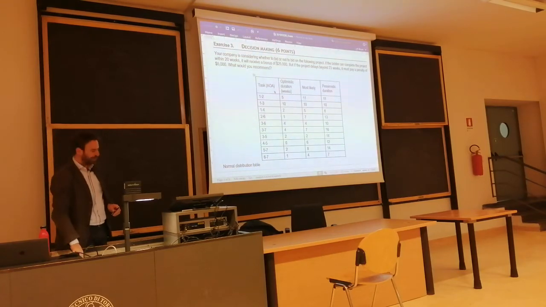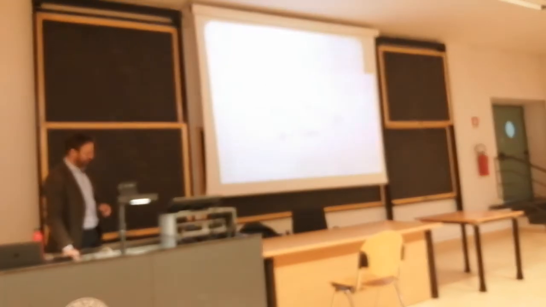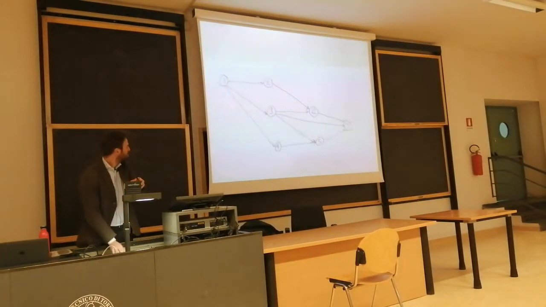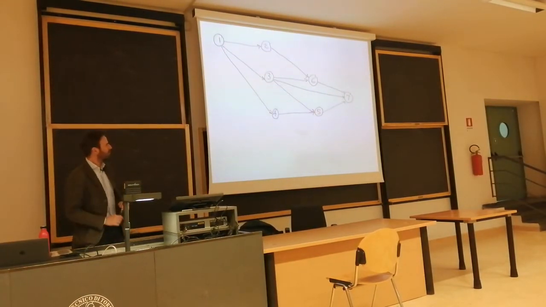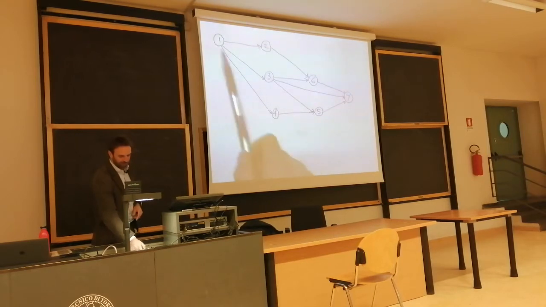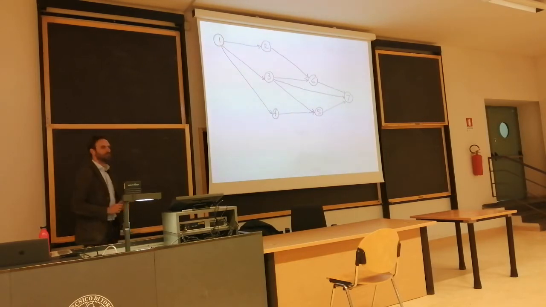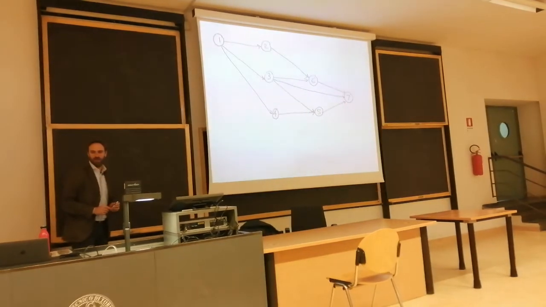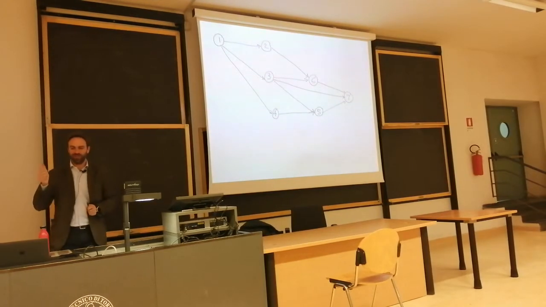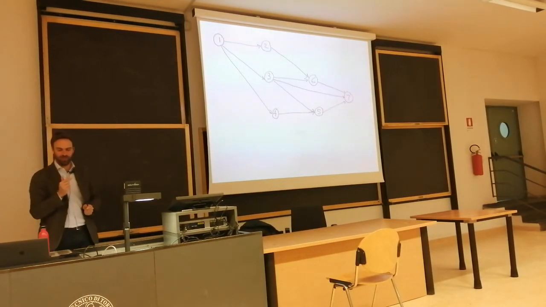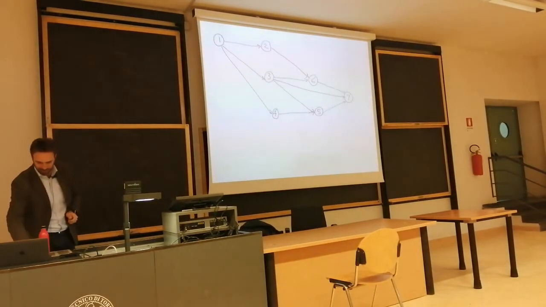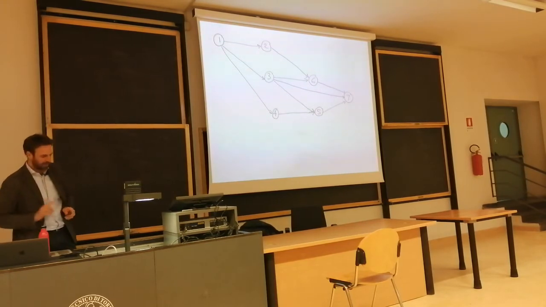Can I go back to the board? My network is this one with activities on arrows. Task 1-2, task 1-3, task 1-4, then task 2-6, 3-6, 3-7, 3-5, then task 4-5, then task 5-7, task 6-7. Each task is given an optimistic duration, a most likely duration, and a pessimistic duration. I've got a solution in Excel.